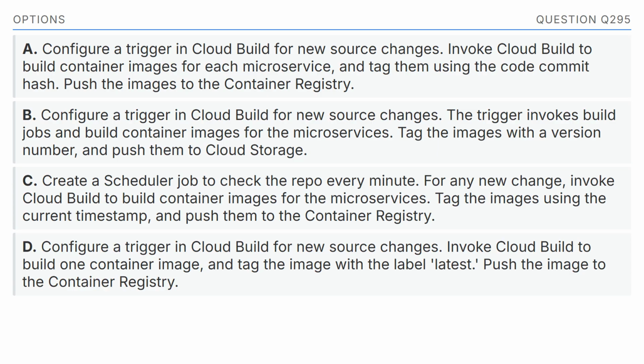Option C. Create a scheduler job to check the repo every minute. For any new change, invoke Cloud Build to build container images for the microservices. Tag the images using the current timestamp and push them to the Container Registry. Option D. Configure a trigger in Cloud Build for new source changes. Invoke Cloud Build to build one container image and tag the image with the label latest. Push the image to the Container Registry.